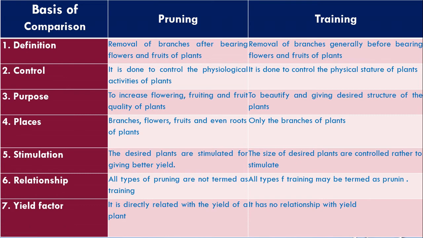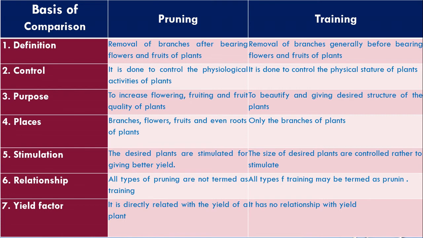That means when a plant's stem and branches are cut down after flowering and fruiting, that is called pruning. And when the branches are cut down generally before bearing flowers and fruits, that is called training. Pruning is necessary for producing yield and decreasing disease, but training is only for beautification.